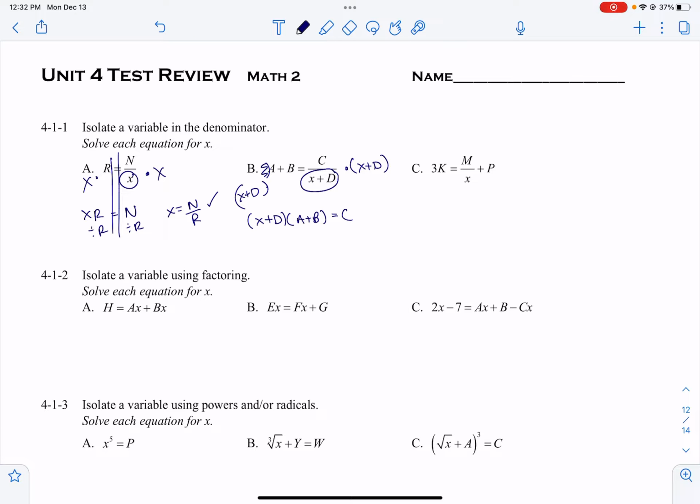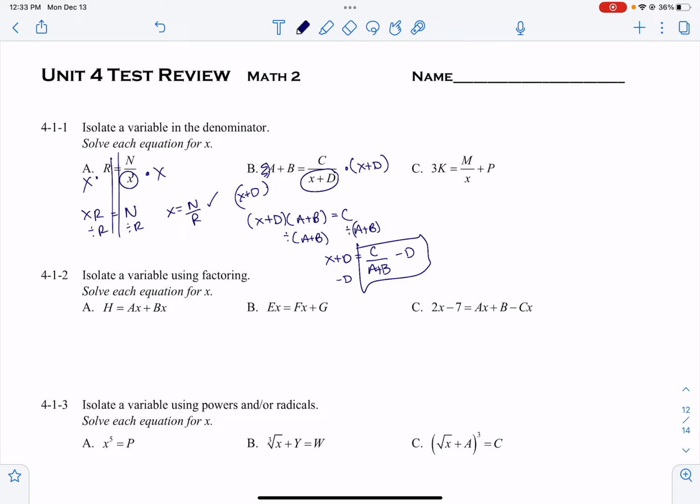Well, I'm trying to get things away from x, so I want to divide the a plus b parenthesis away. So I'm going to divide both sides by a plus b, so I get x plus d is equal to c over a plus b. Now all I have to do is minus d, and that becomes my final answer for x.